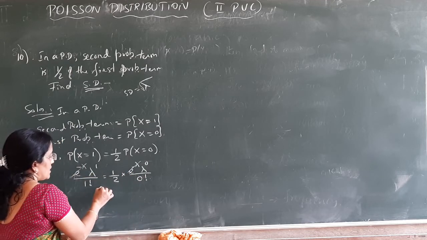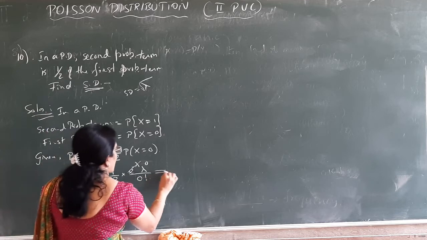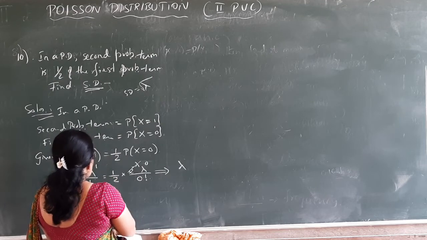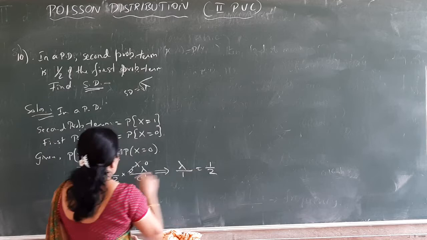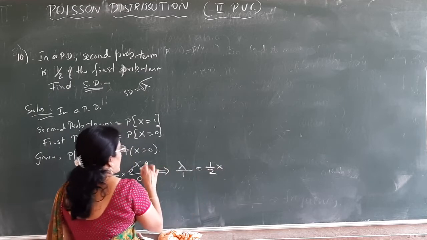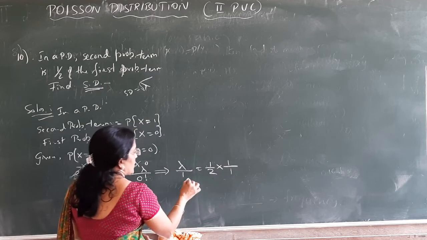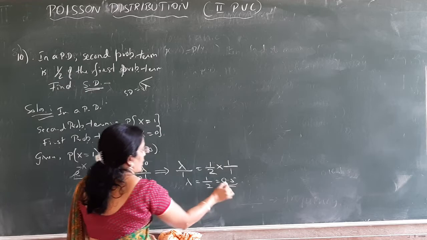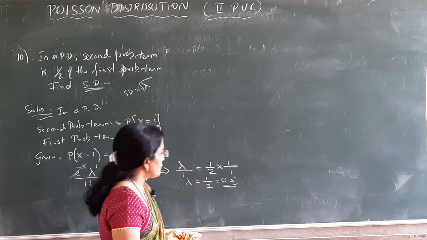What remains? On the left side, lambda power 1, that is lambda, divided by 1 factorial, 1, is equal to half into lambda power 0, 1 divided by 0 factorial, 1. What do you get? Lambda equal to half or 0.5. So here lambda equal to 0.5.